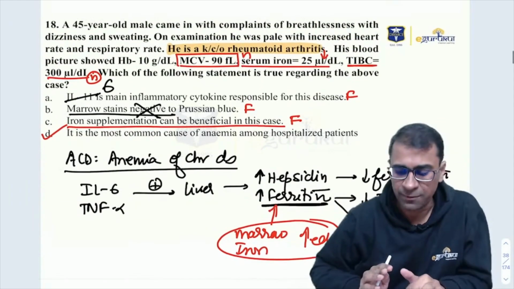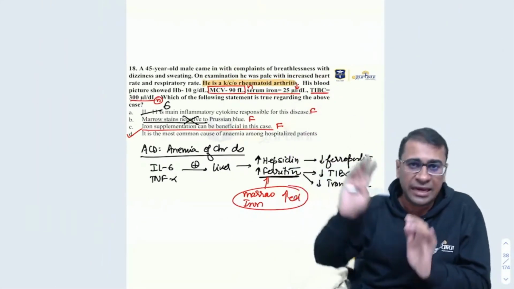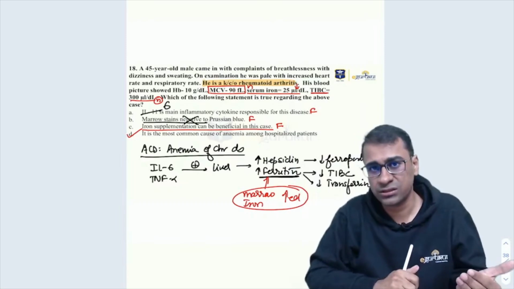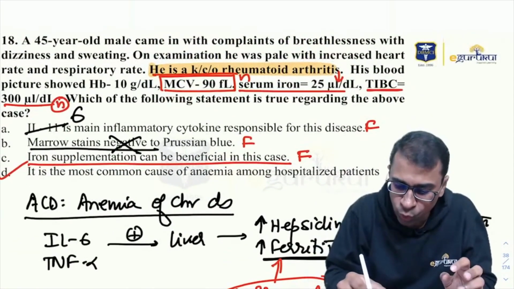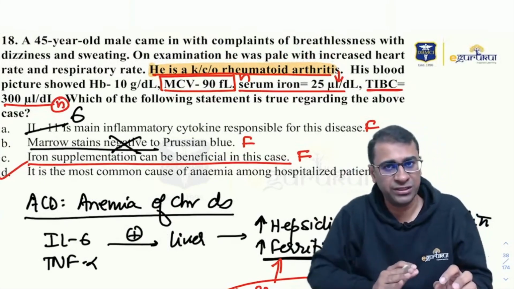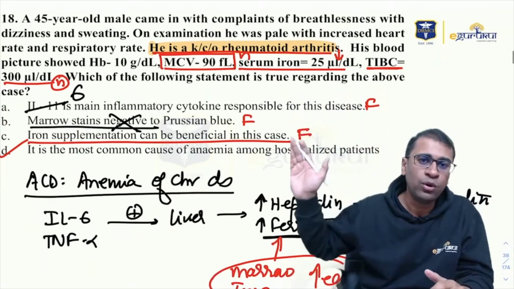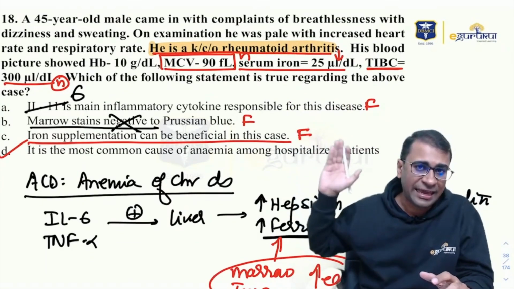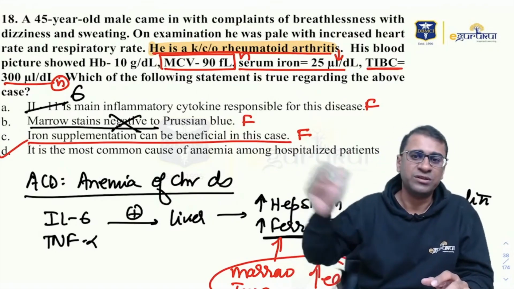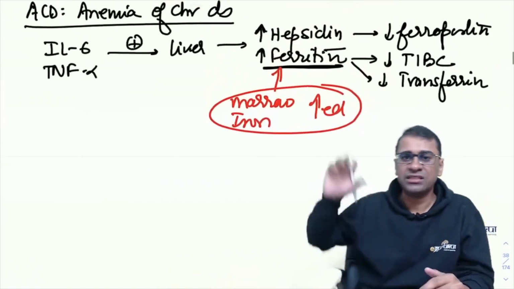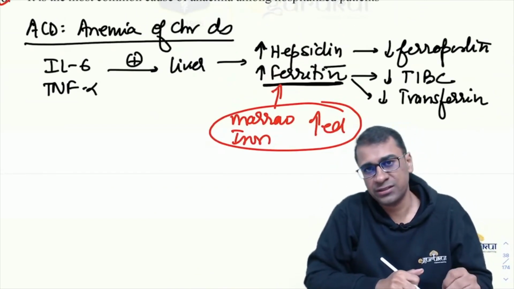So please understand one thing. Nowadays you get questions where options have to be excluded. Straight questions are not asked. You have to exclude the options one by one by looking at the history. A known case of RA becomes a case of ACD, right? It cannot be IL-11. It cannot be low iron stain. It cannot be iron therapy, because it is not a case of iron deficiency anemia. You're left with option D, which is the right answer here. Please remember, these are all the other findings you will expect in a case of anemia of chronic disease.